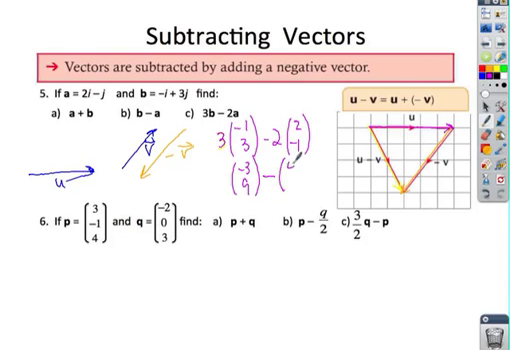So 2 times 2, 4. 2 times negative 1, negative 2. And now we can keep it as a subtraction. So it's negative 3 minus 4, which is negative 7. 9 minus negative 2 is 11. All right, so we get the vector negative 7, 11.